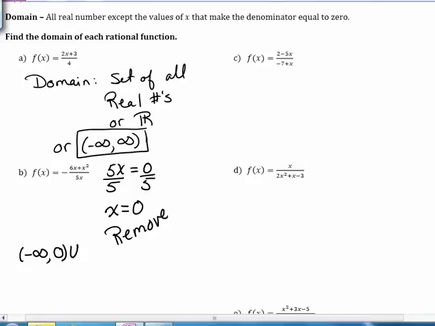We use a big capital U, it's called a union symbol, and it joins two sets together. And we start up right where we left off using a round bracket. This round bracket takes the 0 out of our domain, and we go up to positive infinity. So negative infinity to 0 with a round bracket, and then union 0 up to positive infinity. So this is all real numbers, except for this one value, 0, that we're removing using these round brackets.